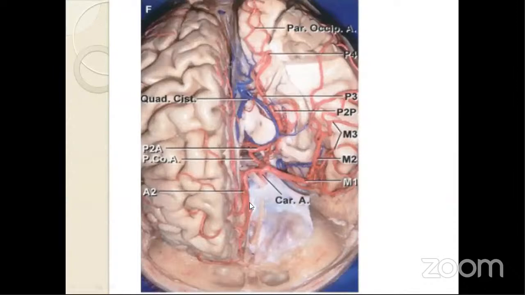So in this image, as we have previously seen, after arising from the internal carotid artery, the M1 segment of MCA courses laterally towards the Sylvian fissure. It curves at the Genu. It continues as M2 segment at the Insula. Then it further goes and it curves at the circular sulcus, continues as M3 segment, that is the opercular segment.